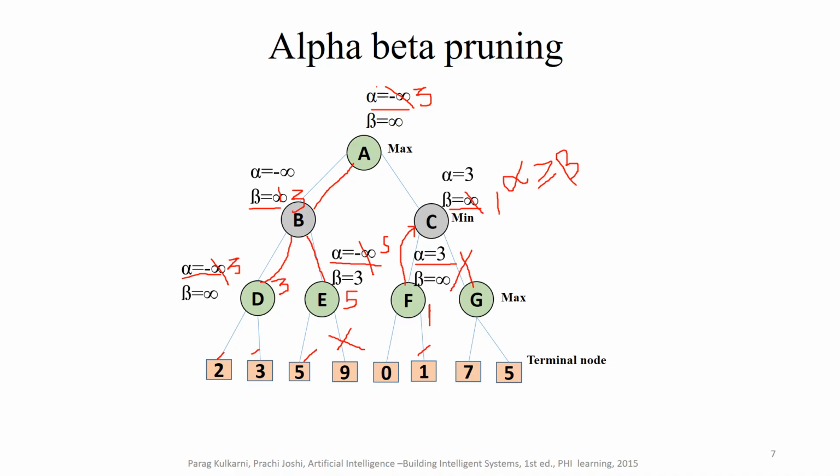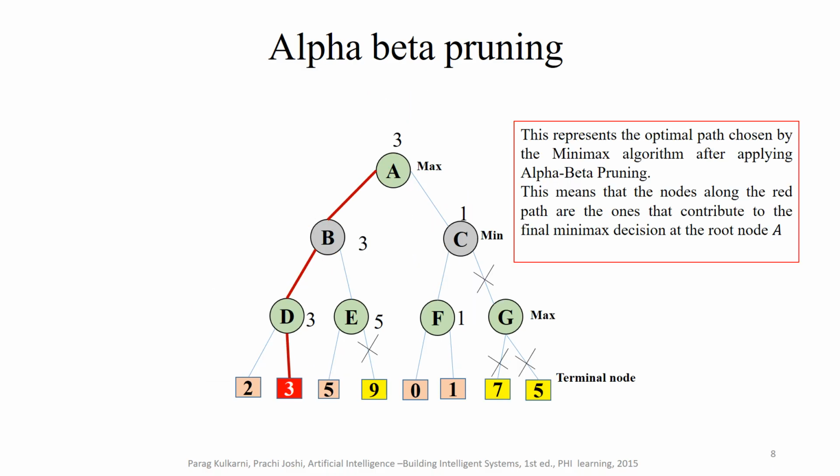Now node C will return the value 1 to this node A. Here it's a max node, which is going to apply the max function. So max of 3 and 1 will be 3. So the optimal value for this maximizer in the given example is going to be 3.